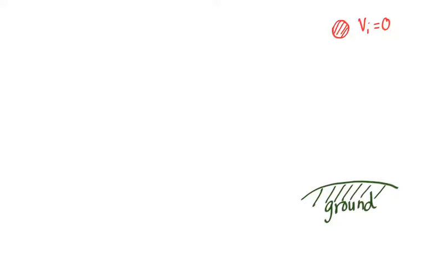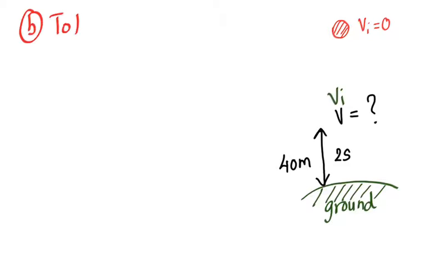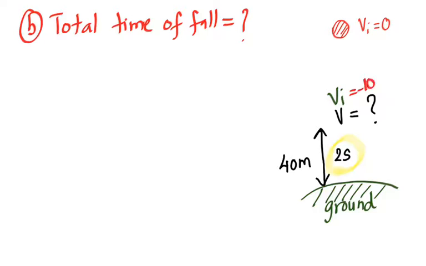Now the next part is asking us to find the total time of the fall. Total time means from the beginning till it hits the ground. For the last 40 meter, we have already got 2 seconds. We want to find the time for the top part of the motion. We are using the information from the previous part, that the velocity here was negative 10. I've just written that in the diagram.